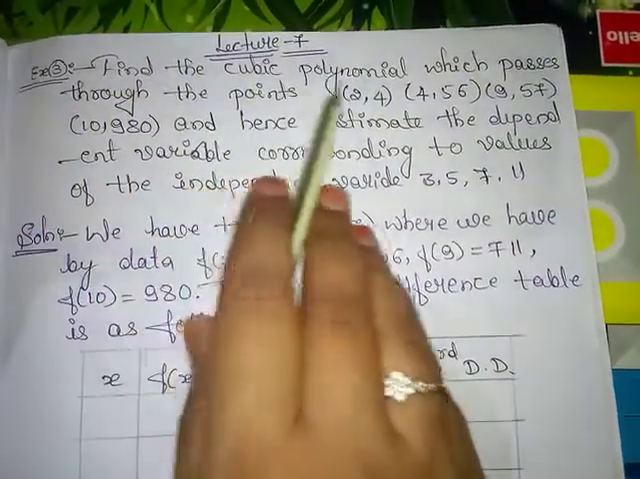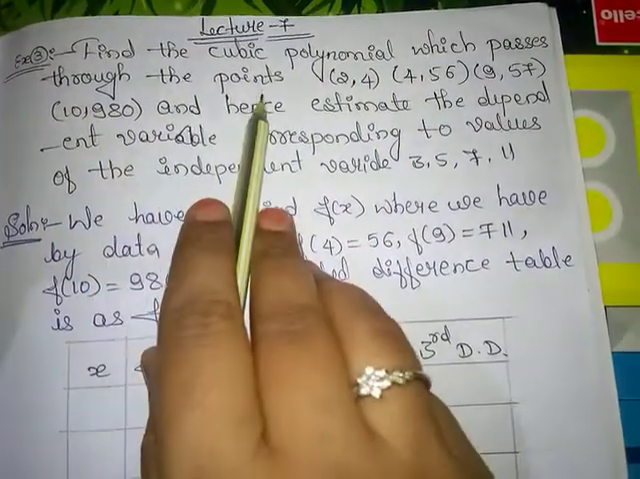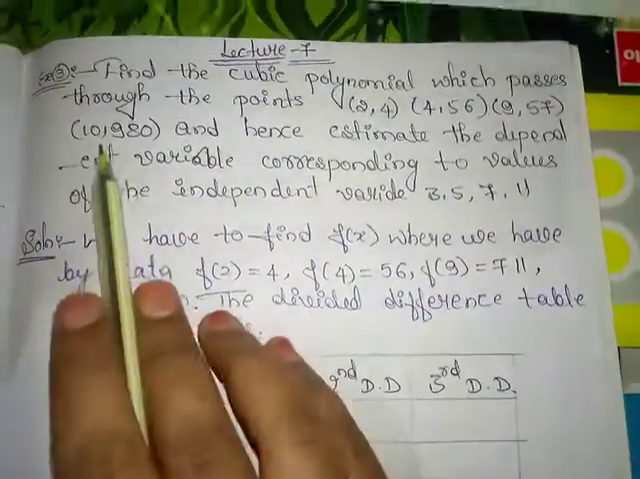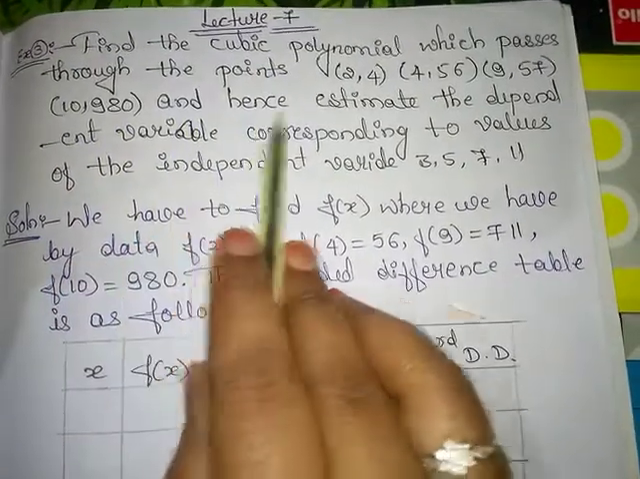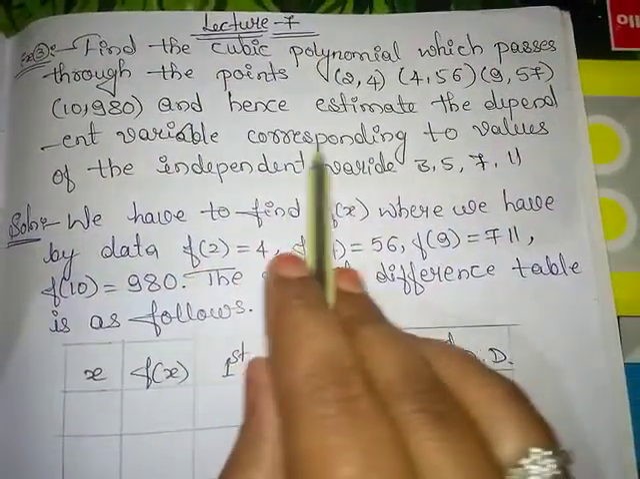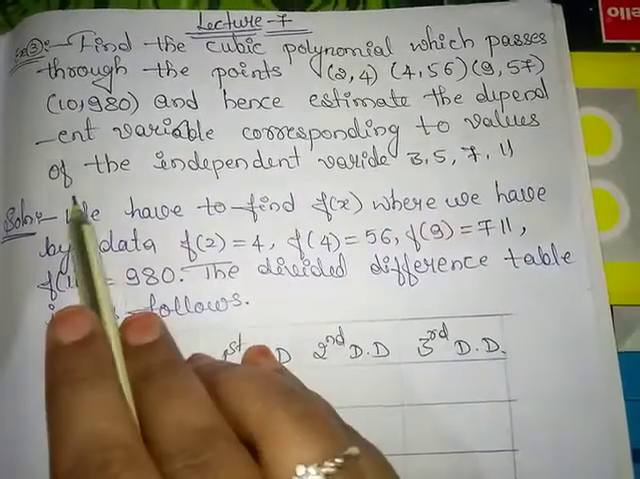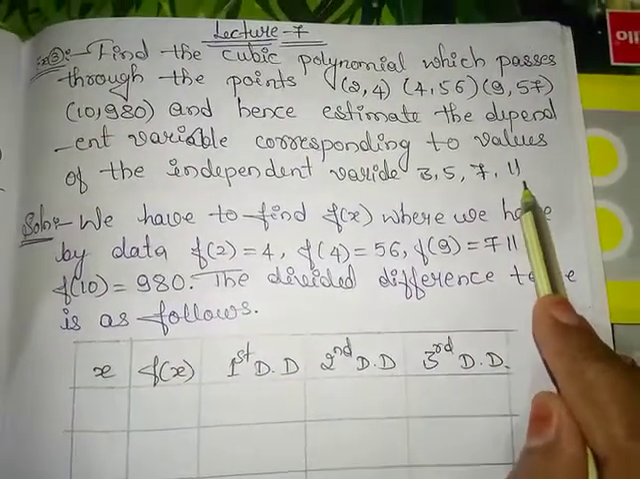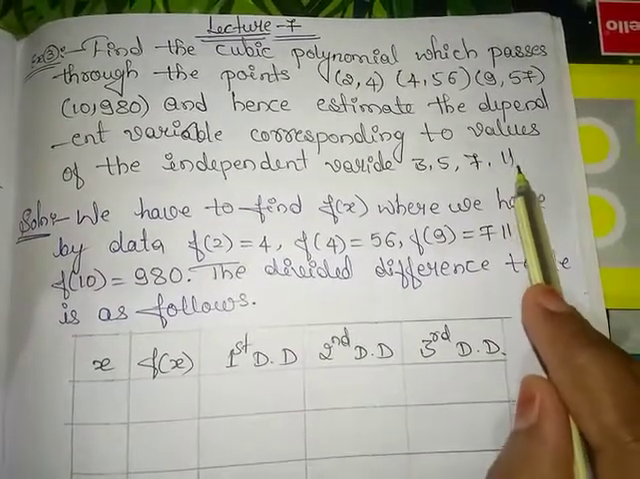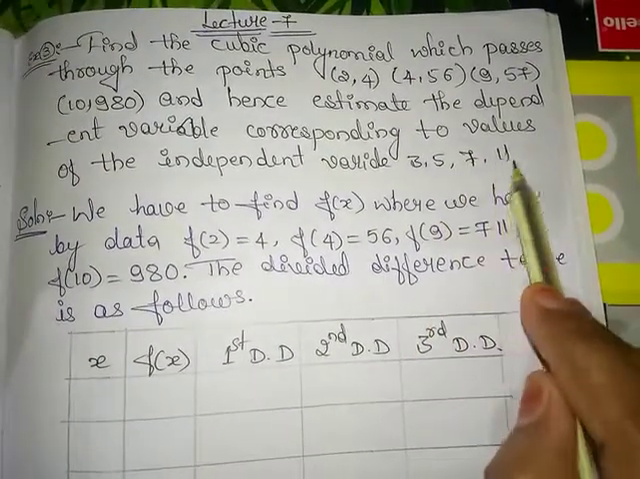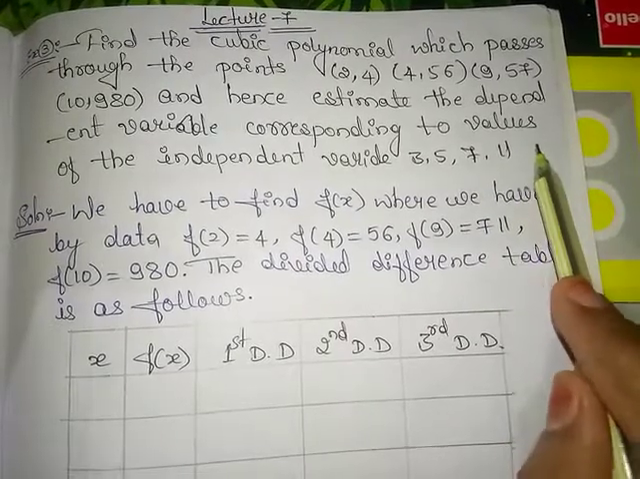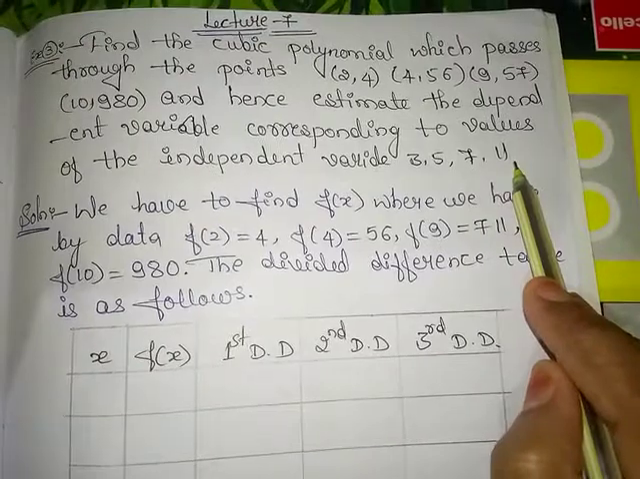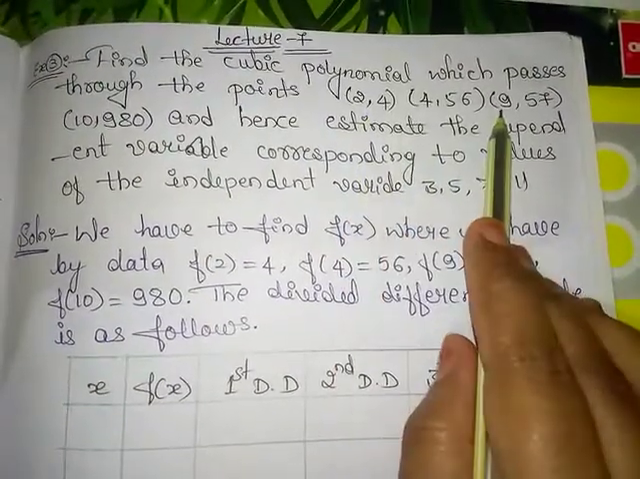Find the cubic polynomial which passes through the points (2, 4), (4, 56), (9, 711), (10, 980) and hence estimate the dependent variable corresponding to values of the independent variable 3, 5, 7, 11. Here we have to find the solution for 3, 5, 7, 11, which means we have to find f of 3, f of 5, f of 7 and f of 11.